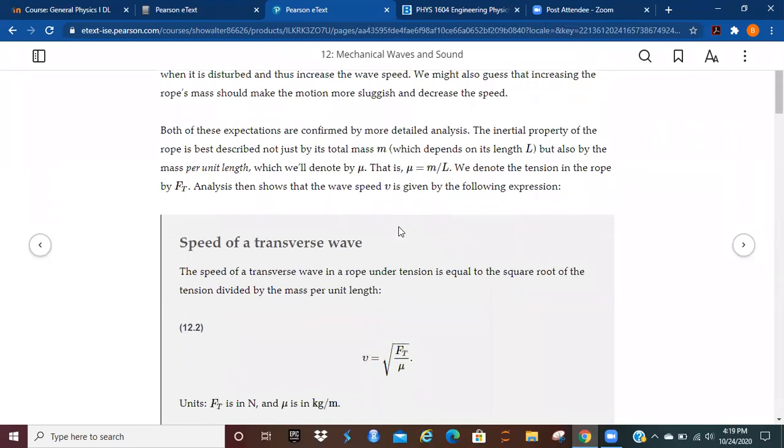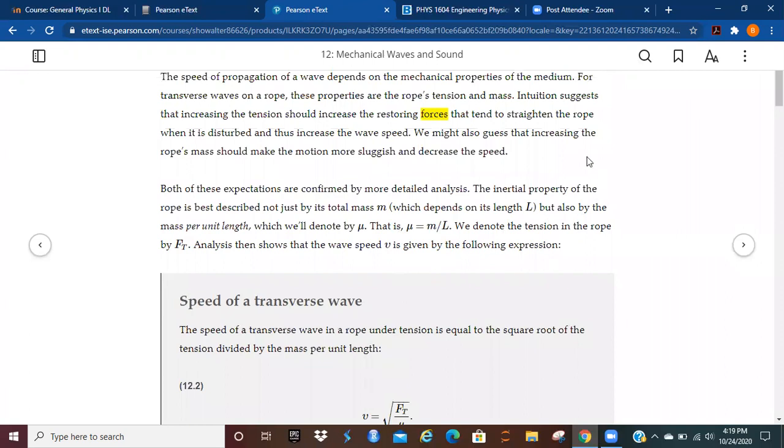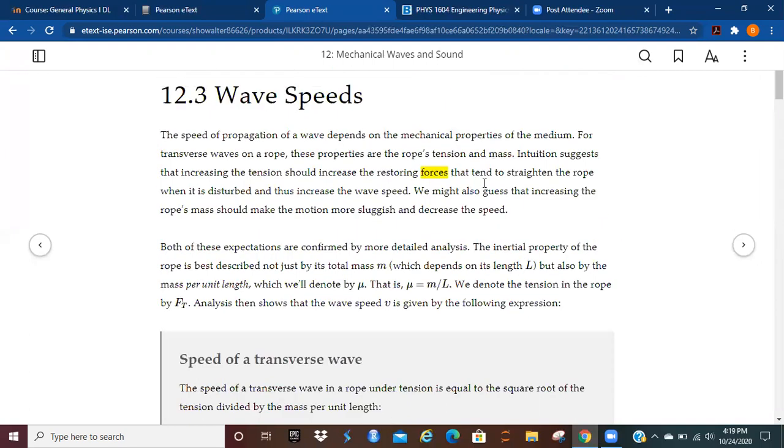So in 12.3, what we're going to be looking at here is that the speed of propagation of a wave depends on the mechanical properties of the medium. So for transverse waves on a rope, these properties are the rope's tension as well as the mass. Intuition suggests that increasing the tension should increase the restoring forces that tend to straighten the rope when it is disturbed, and thus increase the wave speed. So we might also guess that increasing the rope's mass should make the motion more sluggish and decrease the speed.